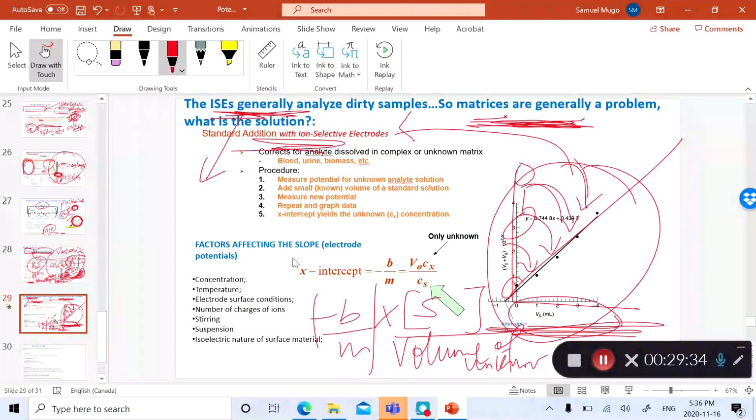And like any potentiometric type of work or device, there are factors that affect sensitivity, the slope. Remember, slope refers to sensitivity. Things like concentration and temperature affect the sensitivity. Things like stirring, of course, affect the sensitivity. Things like the number of charges on the ions, very important. Ionic strength affects sensitivity, and so on. The electrode surface, if it's not clean, is going to affect sensitivity, and so on.